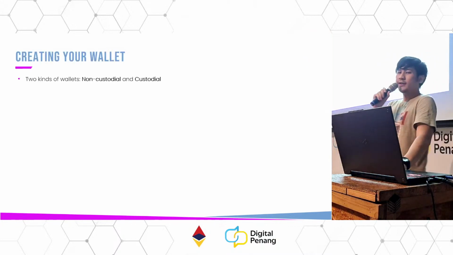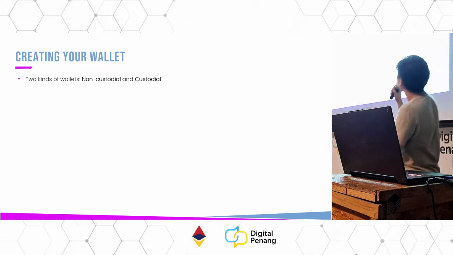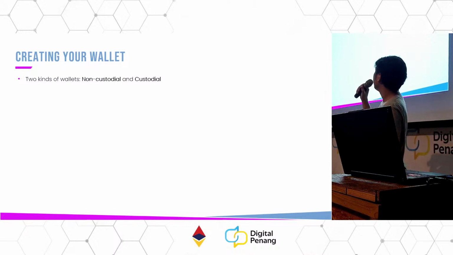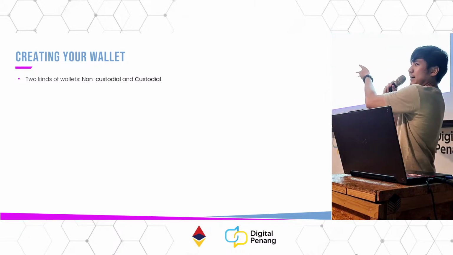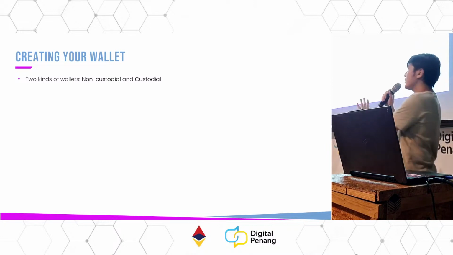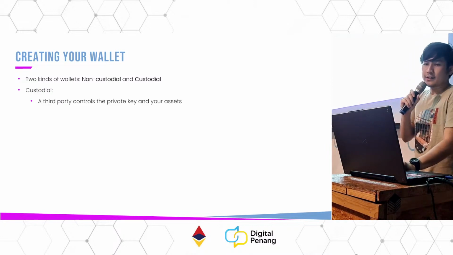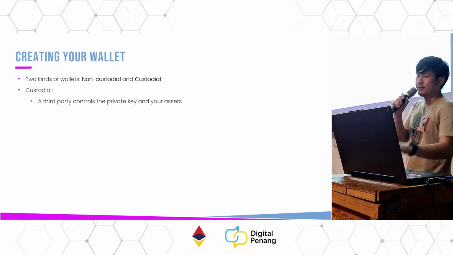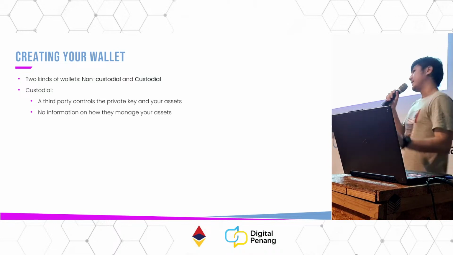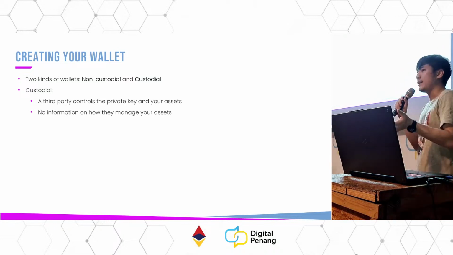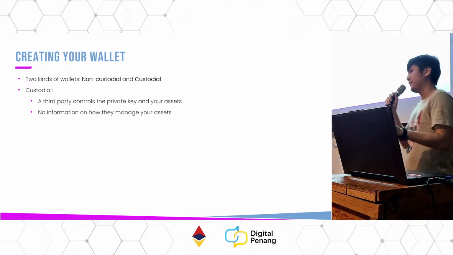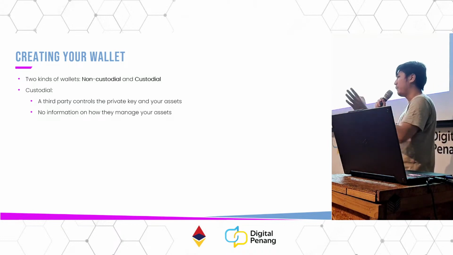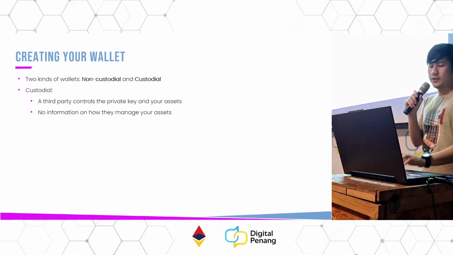Okay, first we'll touch on creating your wallet. As you know, in Ethereum there are two kinds of wallets, non-custodial and custodial. What are the differences? Custodial means that a third party controls your private key and your assets. They actually hold your assets. How do they manage them? How do they combine everyone's assets together, and where are they putting them? You have no idea. This information is not given to you. You may be able to track on the blockchain the inflows and outflows, but it's very obscure.